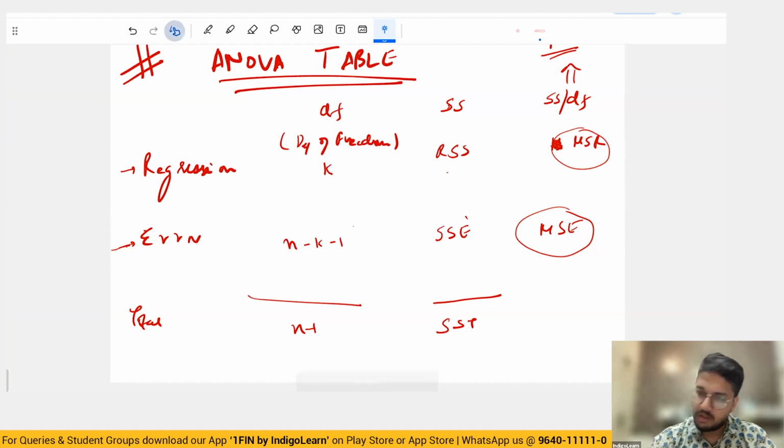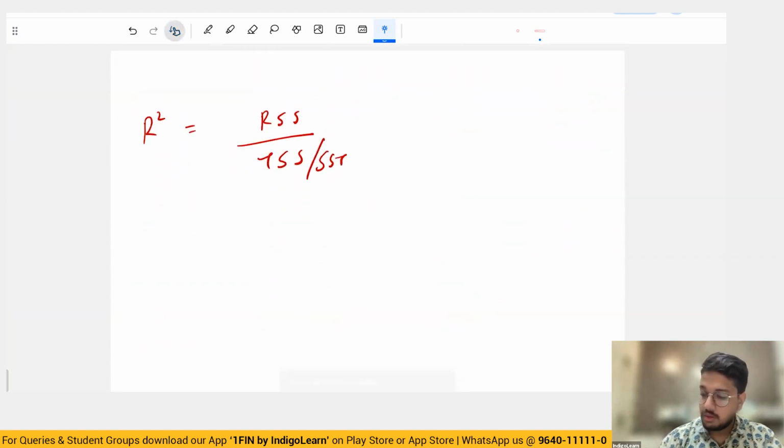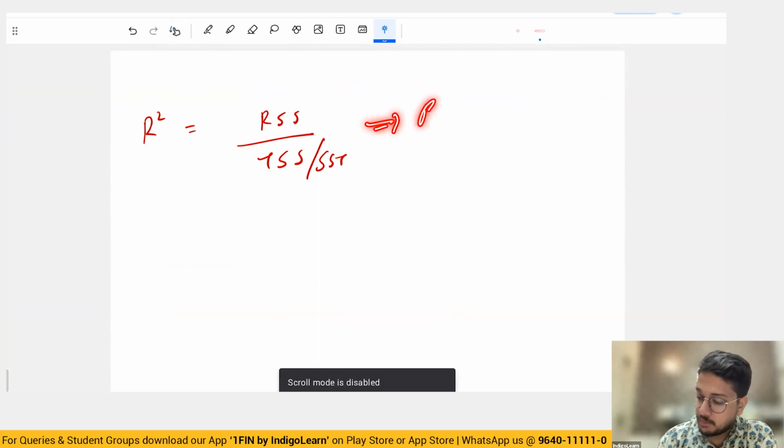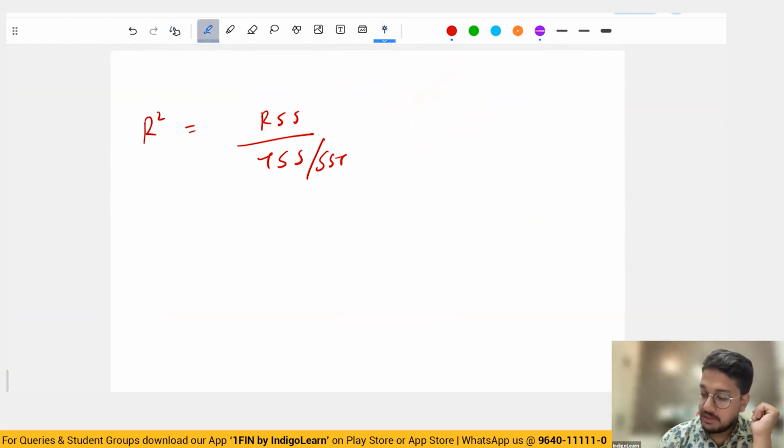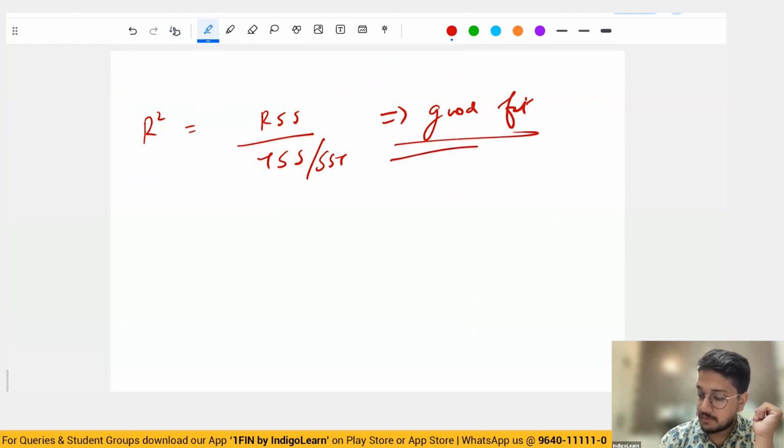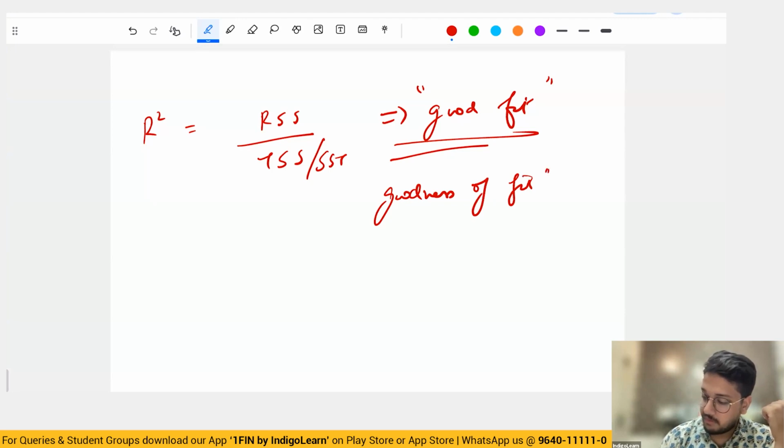So high. Exactly, high, right? The R square value should be as high as possible, because if we are able to explain as much variation as possible in a given regression model, then we can say that the model is a good fit for us. That is what we call goodness of fit. What does goodness of fit mean, sir?